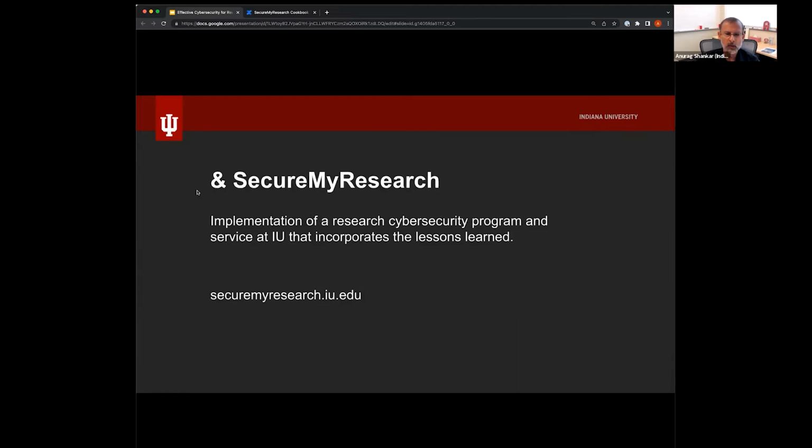And then ultimately, almost 20 years down the road, from 2005 to 2022, we implemented a program. We call it Secure My Research, and it's a service, and it basically incorporates the lessons learned and all the rest of it that is in the papers. And what I'm going to talk about actually is just the product of this.